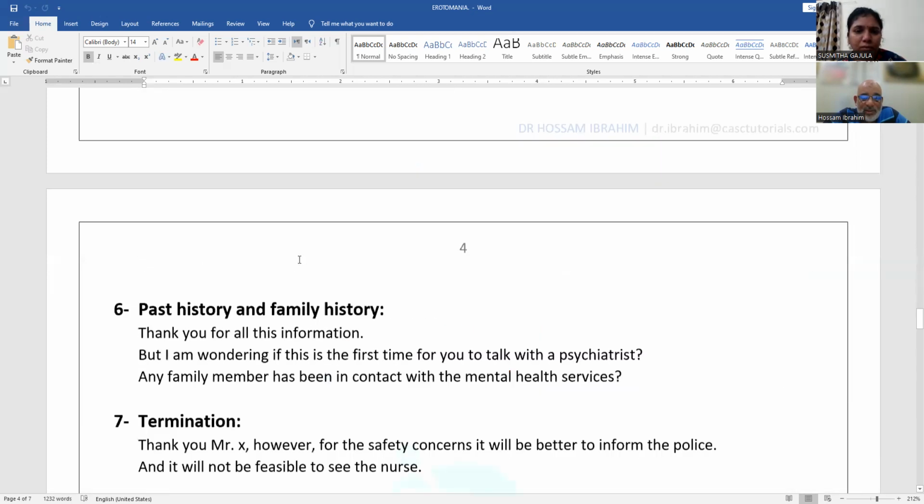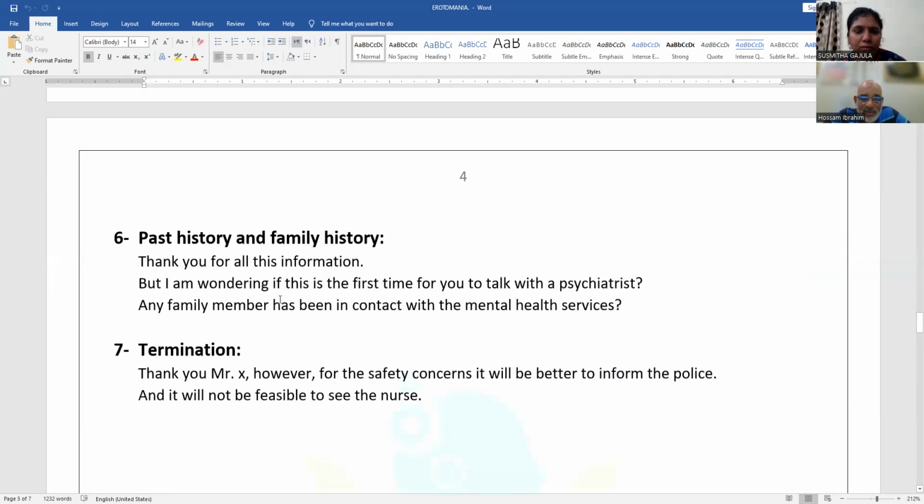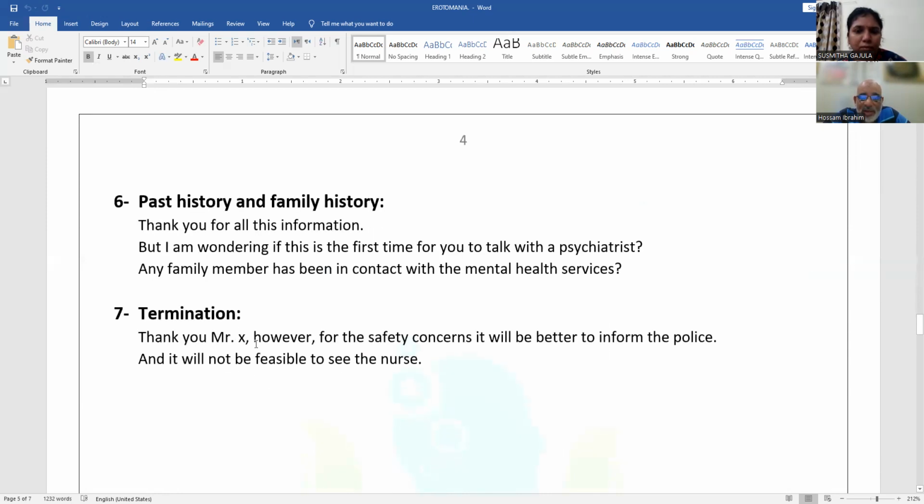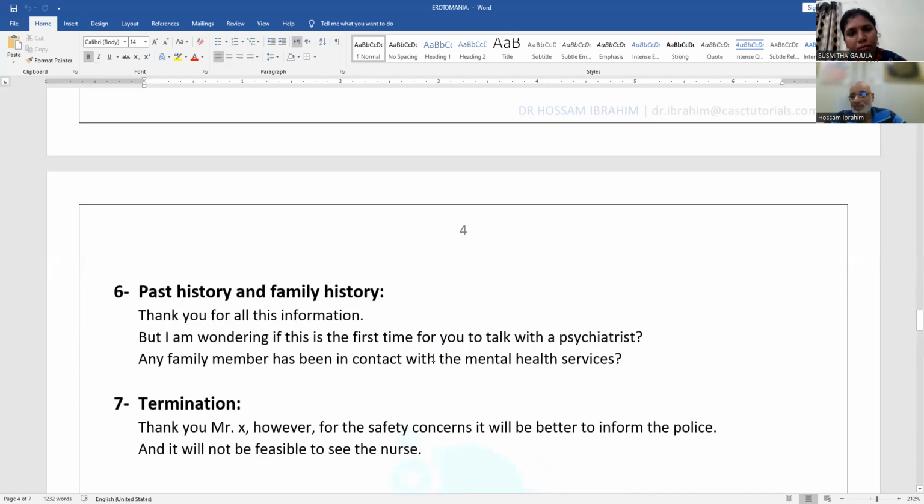Typical questions, past history and family history, typical questions, and then termination. There is no particular diagnosis here. Thank you, Mr. X. However, for the safety concerns, it will be better to inform the police, and it will not be feasible to see the nurse. Okay, this is how you terminate the station.